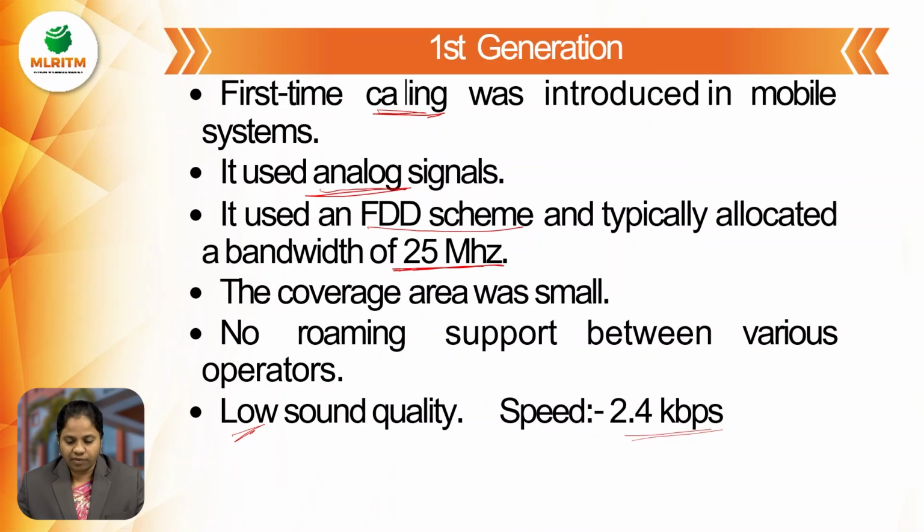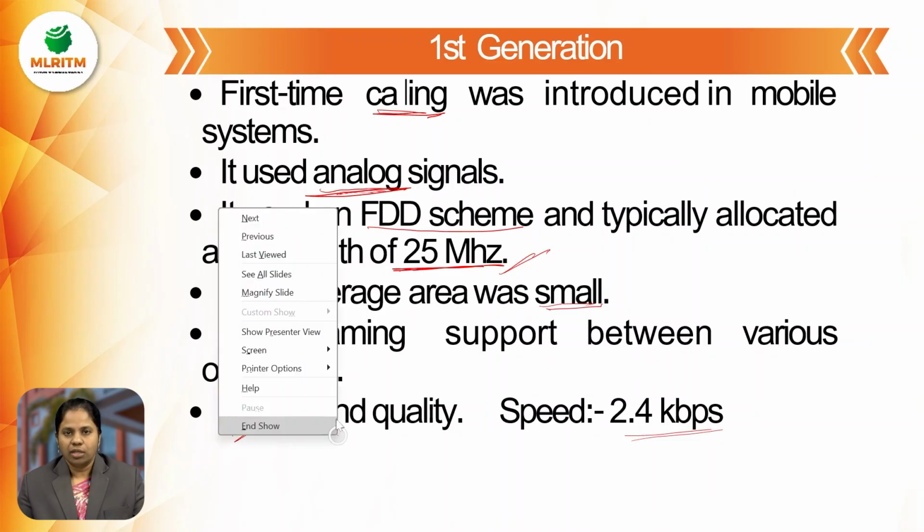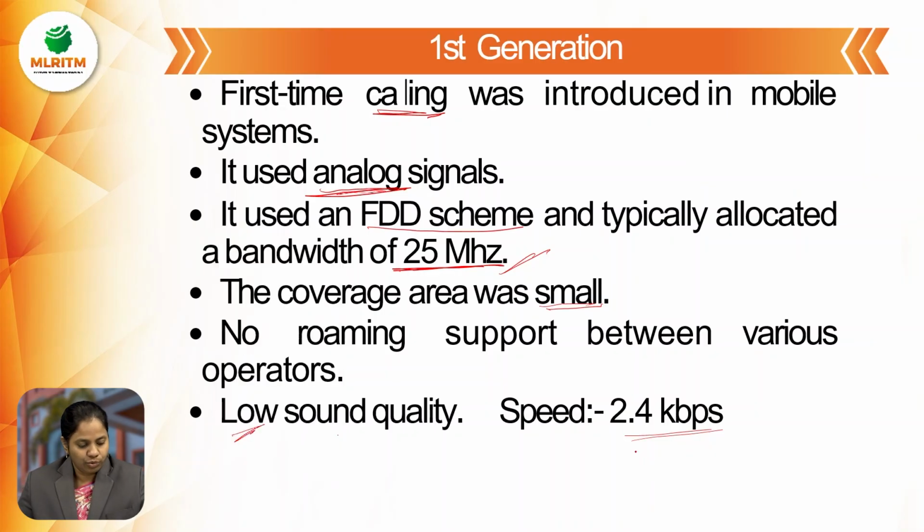First generation: the first time calling was introduced in mobile systems. It used only analog signals. It used an FDD scheme and typically allocated a bandwidth of 25 megahertz. The coverage area was very small. No roaming support between various operators. The sound quality was very low. Speed is 2.4 kbps. Now coming to the second generation, 2G.